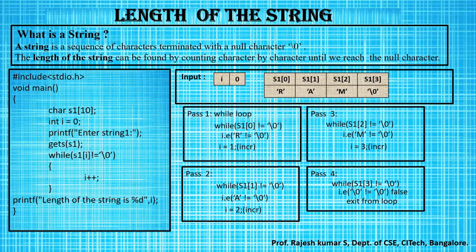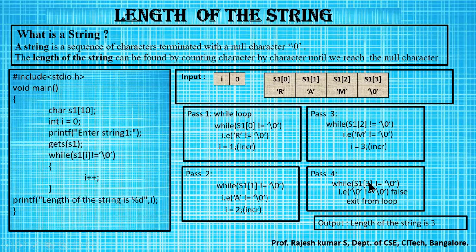When I come to this particular line, I'll be printing the length of the string. The length of the string is what I'm printing, the I value. The I value indicates here the length of the string. Normally, we are using this I variable. Each and every time we find an alphabet present, we'll increment the I value until we reach the null value. Once we reach the null value, we'll come out of the program and I will print the I value, here the length of the string.